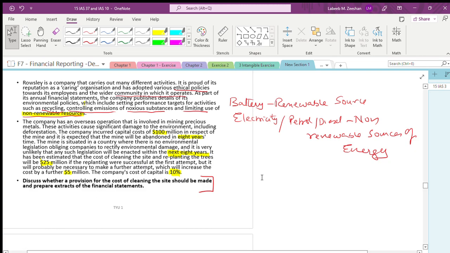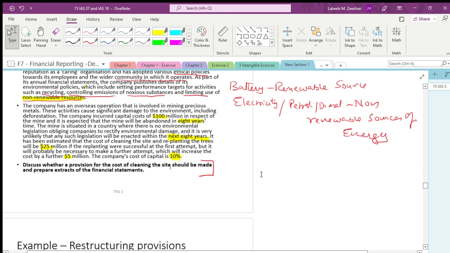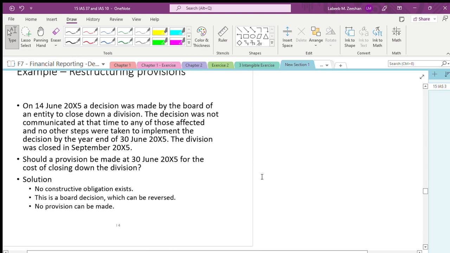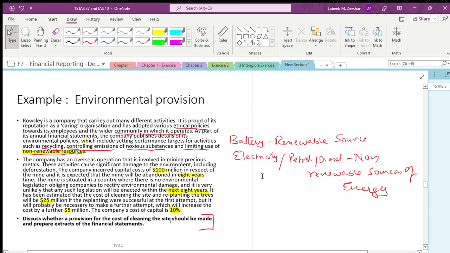Okay, fine. Now what happens? What they are saying, is it right? They say to discuss whether the provision should be made. I will read the question. Rosalie is a company that carries out many different activities. It is proud of its reputation of caring and has adopted various ethical policies towards employment and the wider community in which it operates. Fine. As part of the annual financial statements, the company publishes details of environment policies.